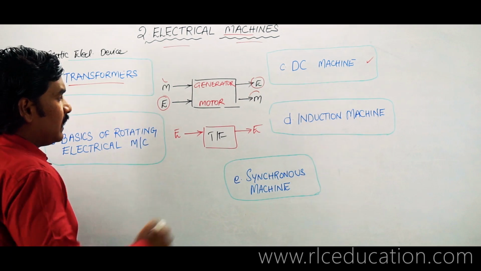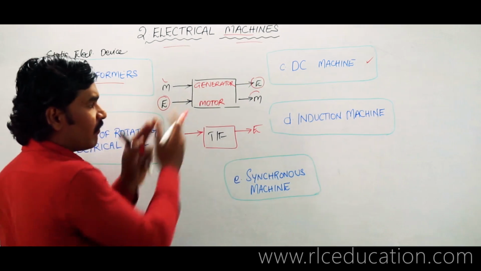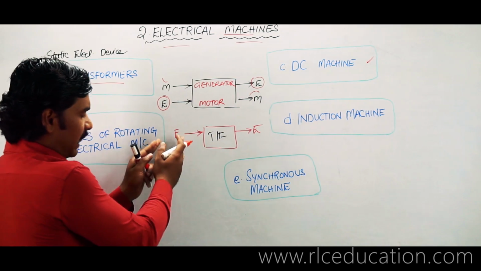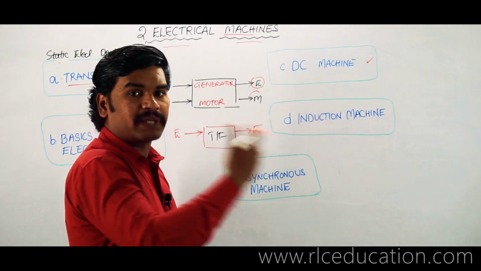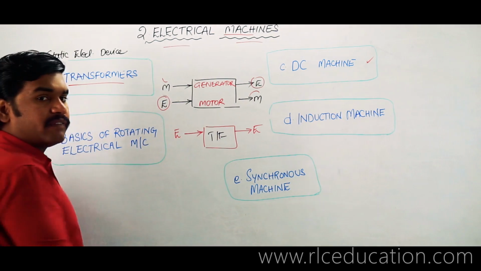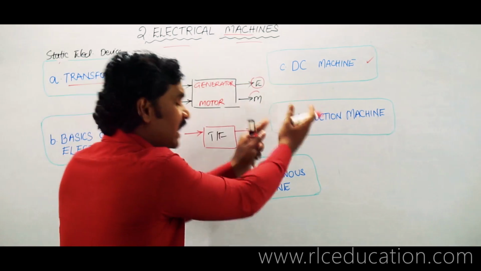So how does one form of energy get converted into another form of energy in the case of a rotating machine, and how does electrical energy convert into electrical energy with some change in characteristics like voltage and current in the case of a transformer? Basically, there should be some link between this input stage and output stage.